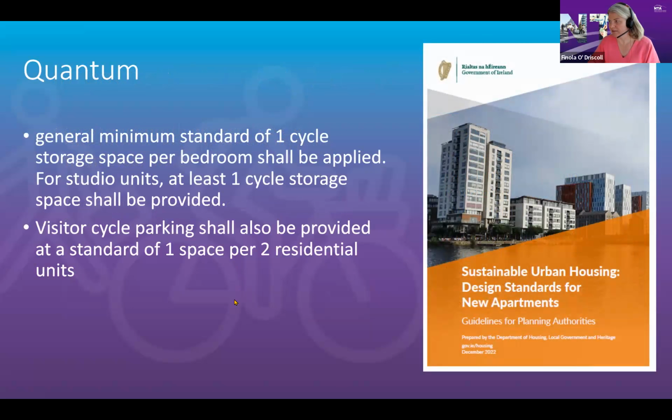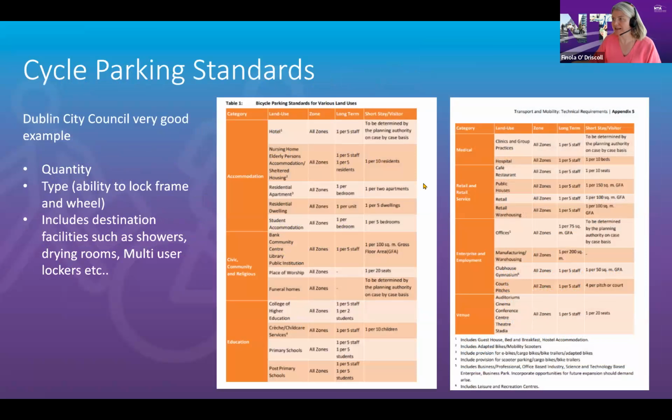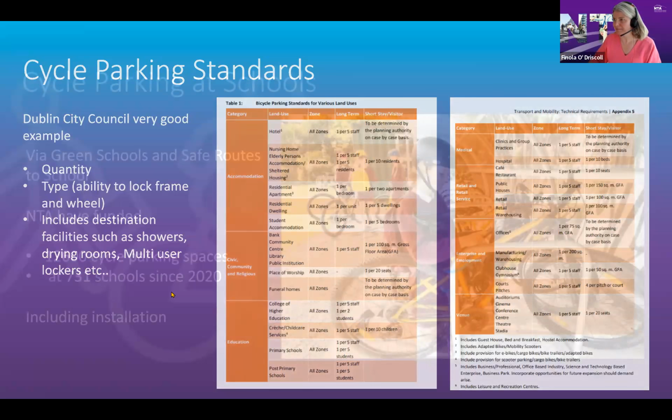We don't have standards in the National Cycle Manual at the moment, but what we would say is that Dublin City Council have very good guidelines. Obviously, national guidelines for new apartments say that it's 1 space per bedroom. Dublin City Council have very good rates for all of the other types of uses, where they talk about not just the quantity but the type of cycle parking and destination facilities such as showers, drying rooms, multi-use lockers, etc. The people who wrote these obviously cycle, so look to that as best practice.